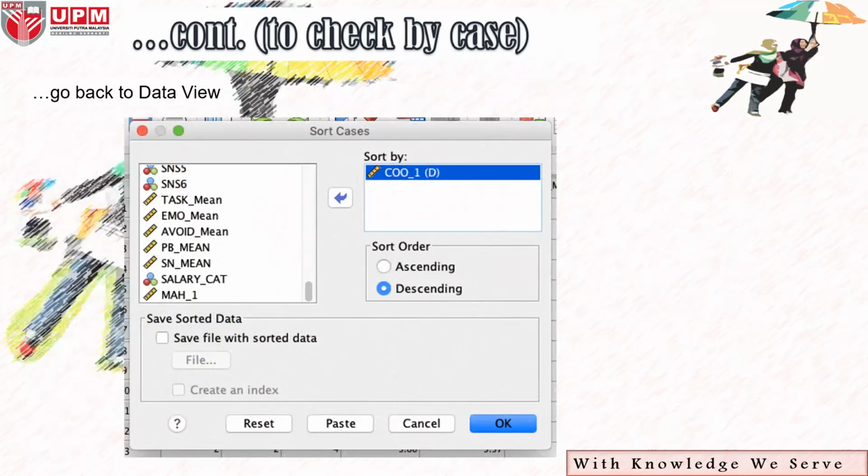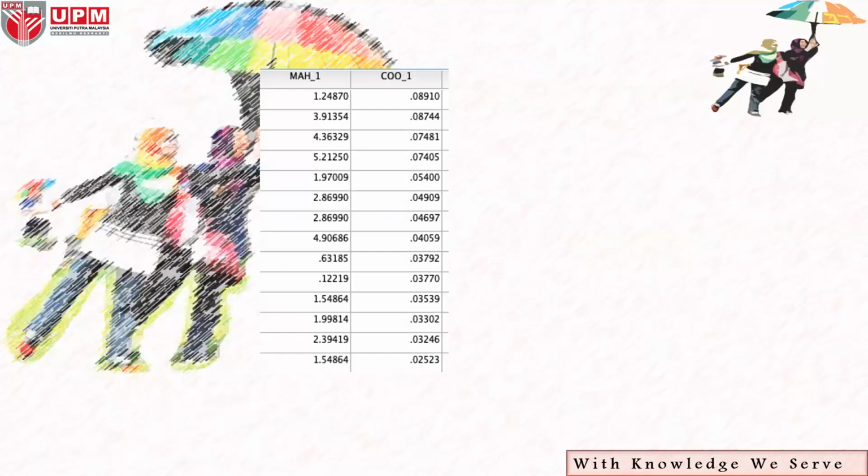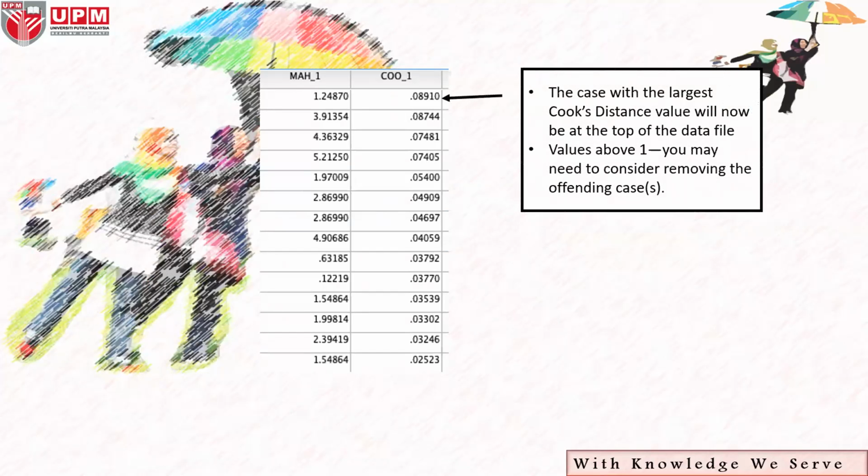Now you choose the Cook's distance, COO underscore one. Not kuku. Then pick descending sort order, and click OK. So now you have your Cook's distance arranged in descending order. The maximum is 0.089, still lesser than 1, so we can conclude that there is no issue of outlier.